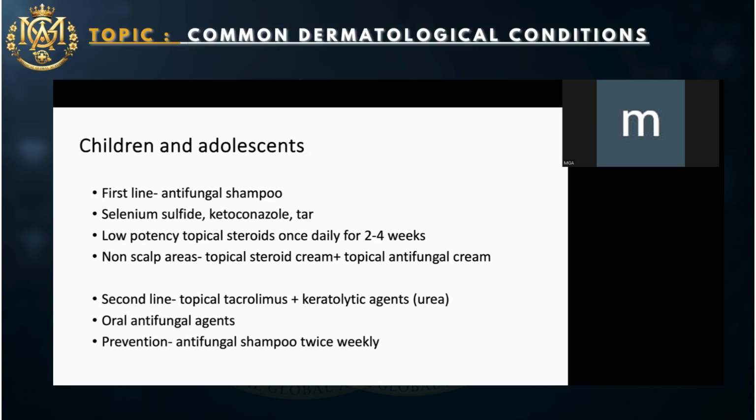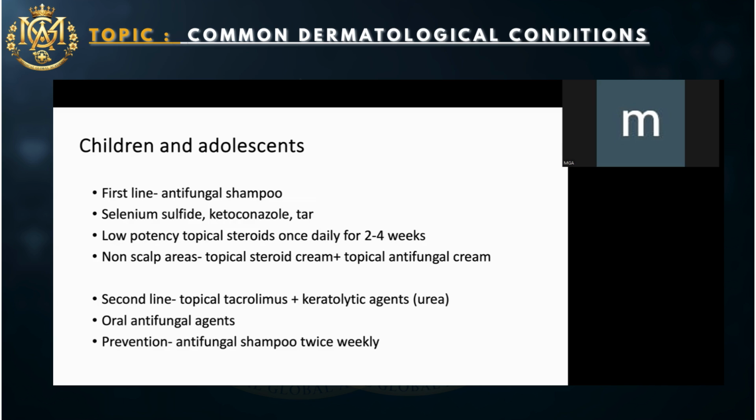For children and adolescent seborrheic dermatitis, it doesn't resolve on its own. It is a chronic relapsing disease. So the first line of management is antifungal shampoo containing selenium sulfide, ketoconazole, or coal tar. Low potency topical steroids can be applied once daily for 2 to 4 weeks. And in non-scalp areas, topical steroid cream and topical antifungal cream have to be applied. This is the first line of management for dandruff.